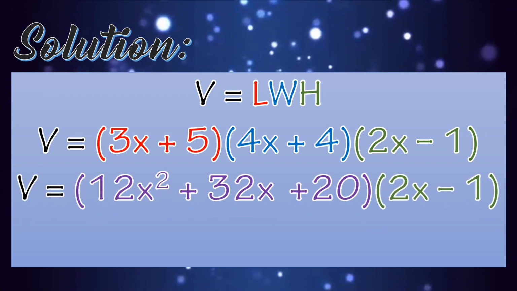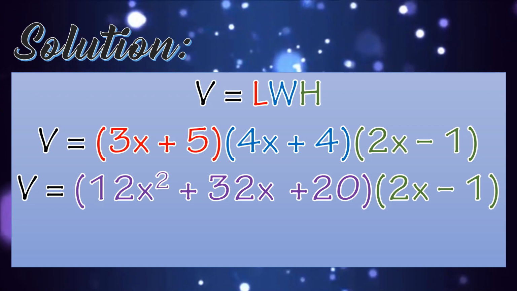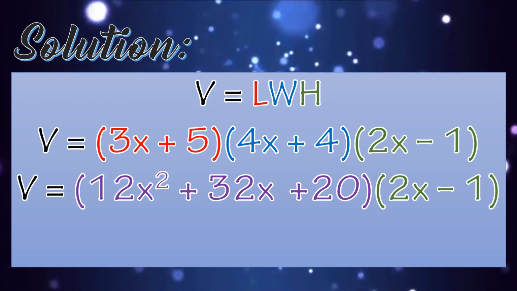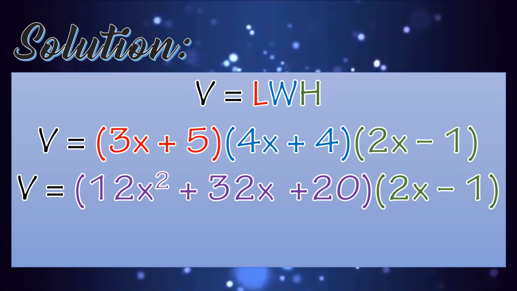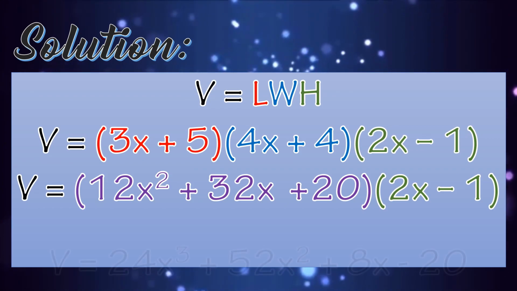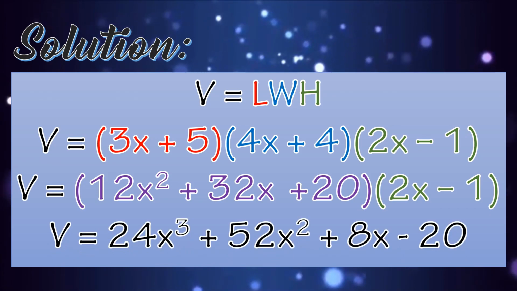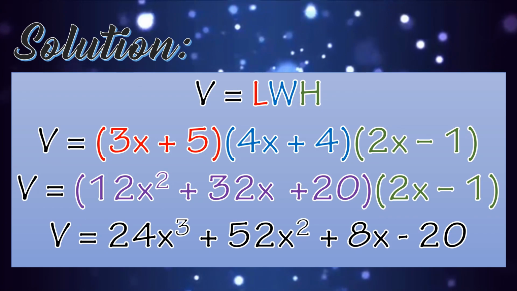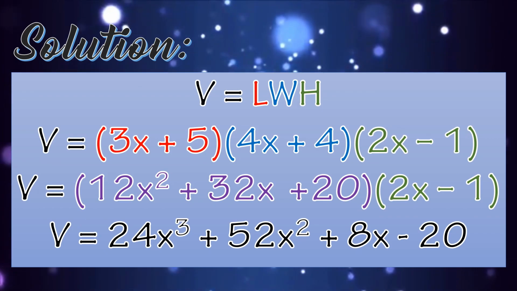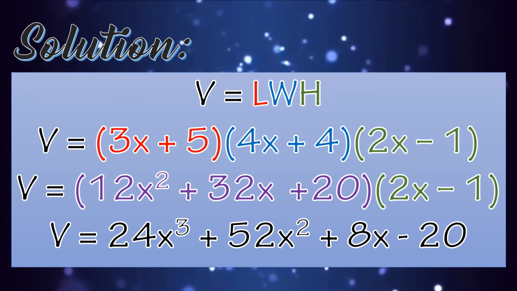Multiplying the length and the width, we will have 12x squared plus 32x plus 20. Then multiplying it to the width, we will have the volume of 24x cubed plus 52x squared plus 8x minus 20 cubic inches.